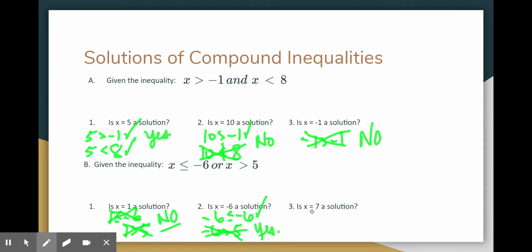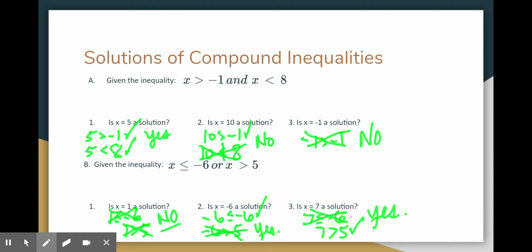And then finally, is x equals 7 a solution? Is 7 less than or equal to -6? No. But is 7 greater than 5? Yes. I wanted a hamburger or a hot dog. You brought me the hot dog. Is it a solution? Yes, it is. It works in the second one. So that's valid. That's how we tell if something's a solution to a compound inequality.